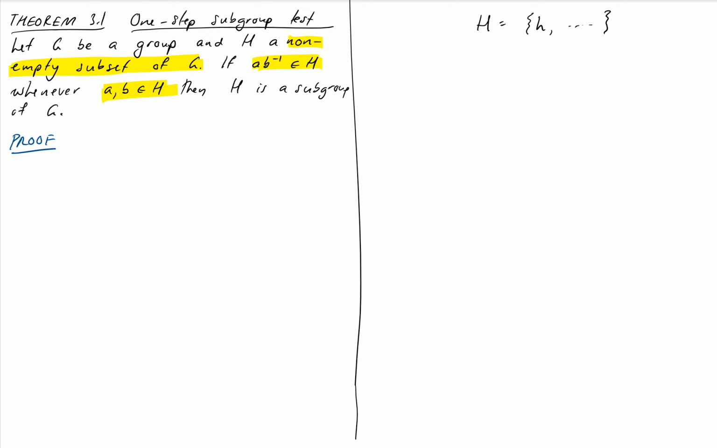Okay, so given that we've got this set H with an element h in it that we know nothing else about, this rule that I've just highlighted, the second one, if AB inverse is in H whenever A and B are in H, this must apply to this element h, no matter what it is. So I'm going to put h in for both A and B, so A equals h and B equals h. So therefore I get h times h inverse must be a member of H, and that just equals the identity. So that's cool. Because this rule must apply, we've actually shown that the identity must be a member of our subgroup. That's a really good thing. So that's the first thing we need to show.